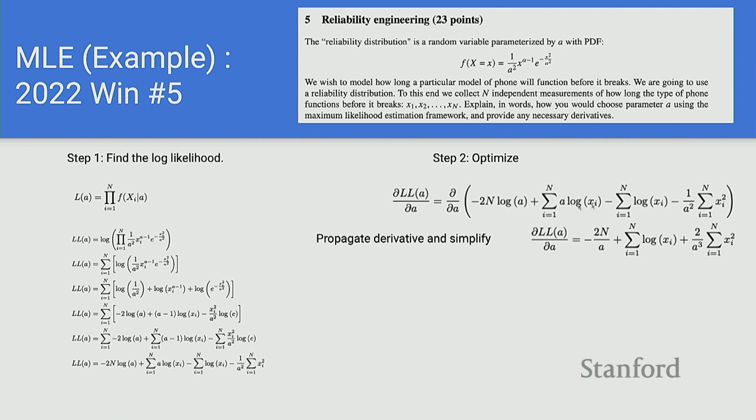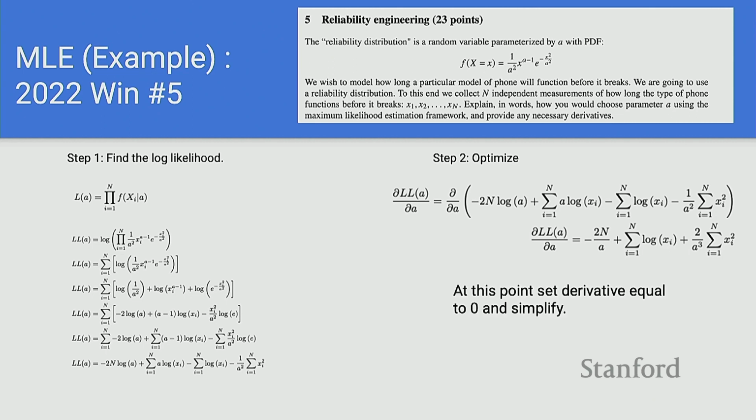These are not the same terms because we dropped the a from this term here. At this point, you set the derivative equal to 0 and solve for a. One way you can know that you can solve for a here is that there's only one parameter. Like we saw in a section problem where there were 2 parameters, mu and sigma. But here you only have a. You should be able to solve for it. If you don't, that's probably okay.